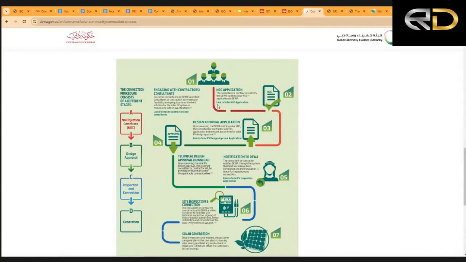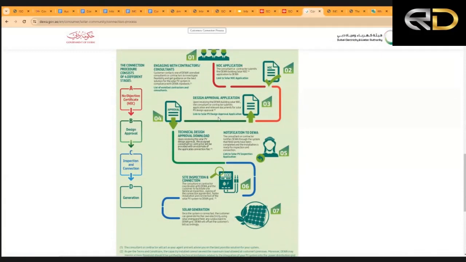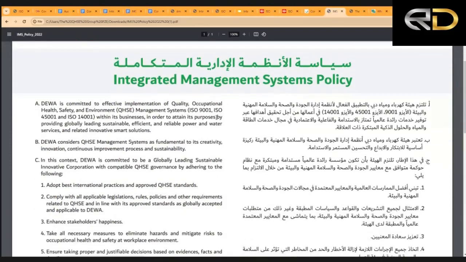I'm going to be using a case study for their solar panel connection. It's a very good case study, and it's going to show you what to do and where exactly I'm going to conduct an audit. I'm also going to be using their integrated management system policy, which is going to help us to write audit findings and recommendations and so on.